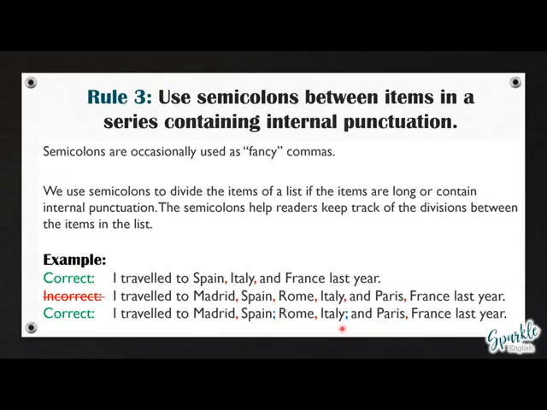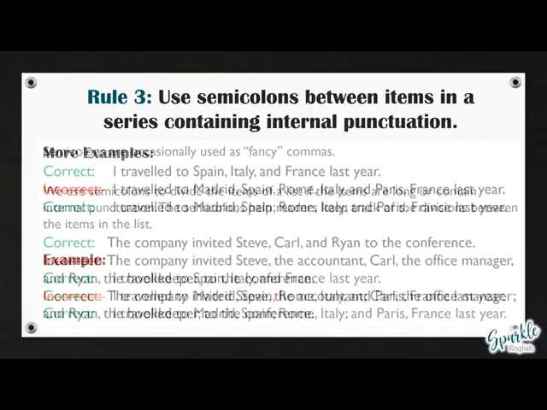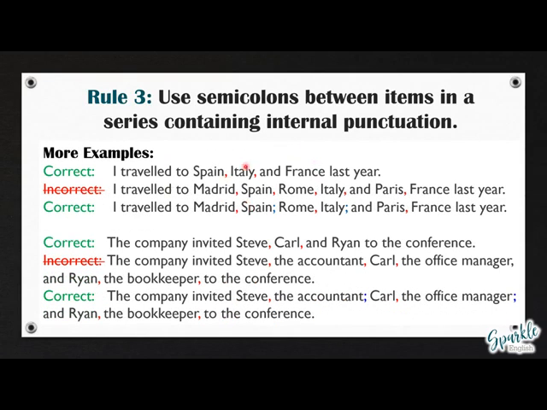So we would only put the semicolons after the first 2 or more if the list was 4 or 5. This is only a list of 3, so we only have to put it after the first 2 before the conjunction, okay? Let's look at some more examples. So this first one, we just did this example, so let's look at this second example.